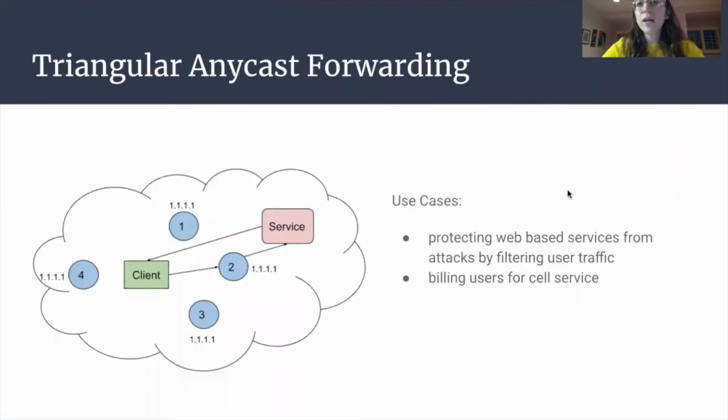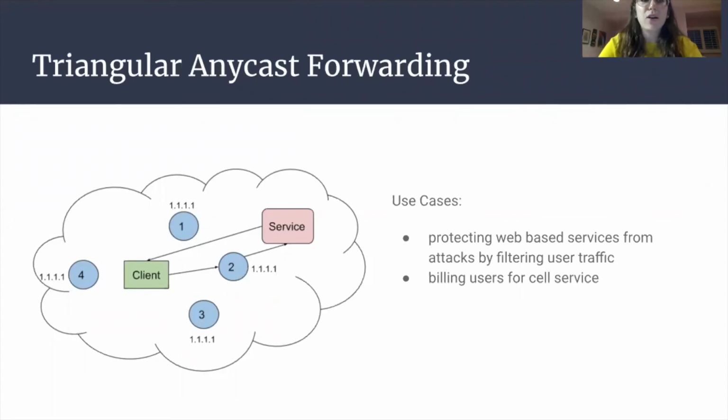Triangular Anycast forwarding is a new mechanism that employs IP Anycast in order to create an intermediate step in between the clients and the services. Instead of having users connect directly with the service they're requesting, the Triangular Anycast forwarding system directs users first to an instance of an Anycast address, and then at that instance, any unwanted traffic is filtered out, and only the real legitimate traffic is passed on to the actual service that the user was requesting, and then that service can send a response back to the client.